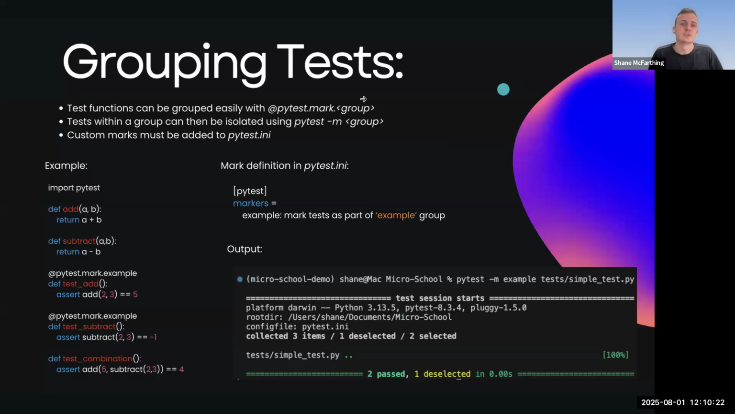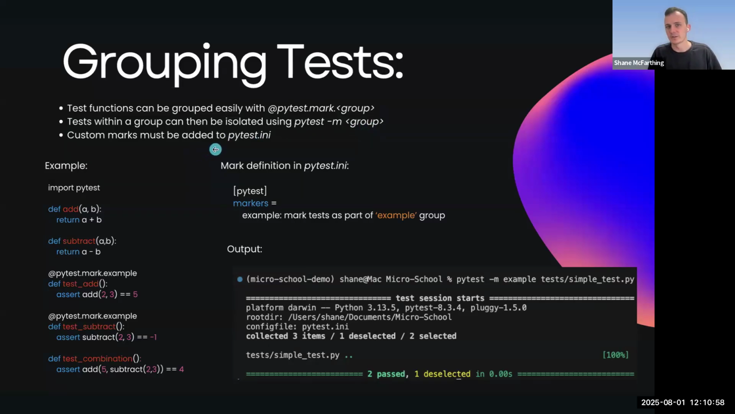Another thing that you could do is group the tests. We can group them easily using the decorator @pytest.mark and then the group name, and we can specify our own group names. If we give the decorator for that group to a certain number of test functions, it becomes very easy for us to run only the tests within the group. We can isolate that using the pytest -m flag and then the group name.